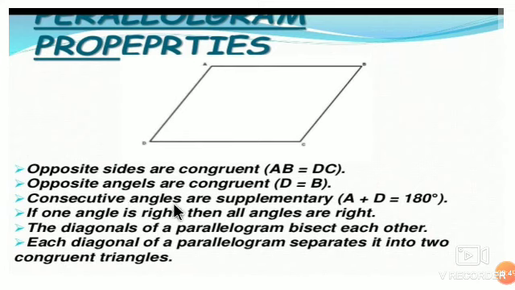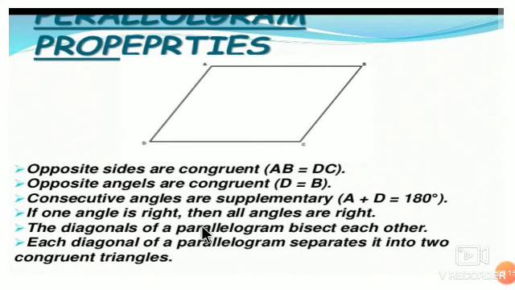Consecutive means the adjacent angles are supplementary, means angle A and angle D is equal to 180 degrees. Angle C and B is equal to 180 degrees. Angle B and angle A is equal to 180 degrees. If one angle is a right angle, then all angles are right.